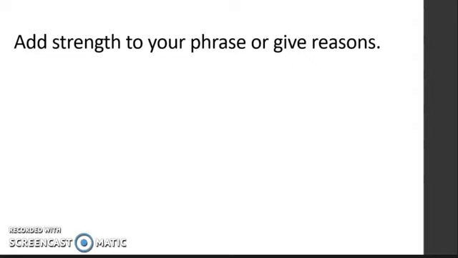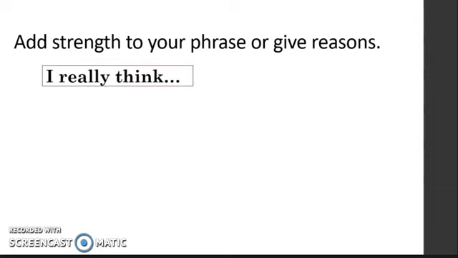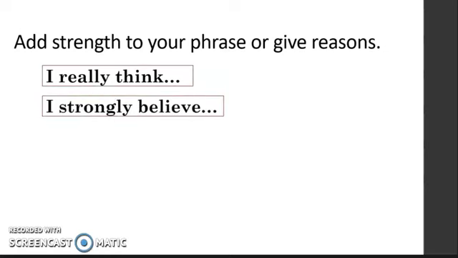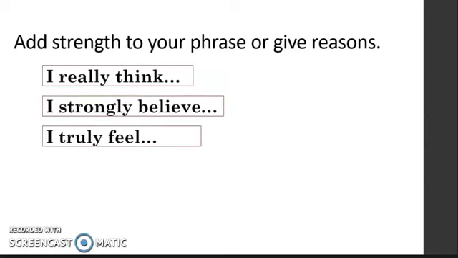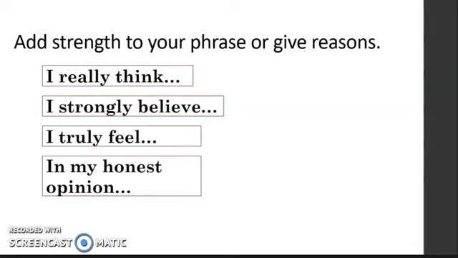Next to that, suppose you wanted to make your statement stronger. Then, to add strength to your phrase, you have to add an adverb or adjective to your phrase. Like, for example, "I really think," "I strongly believe," "I truly feel," "in my honest opinion." Notice that we added an adverb or adjective in these phrases. So this is just an example on how you are going to add strength to your phrase.